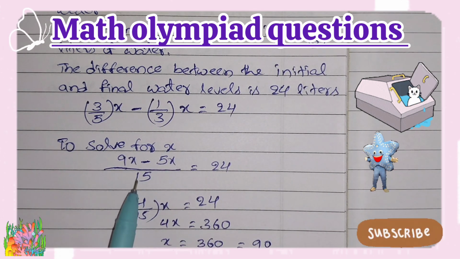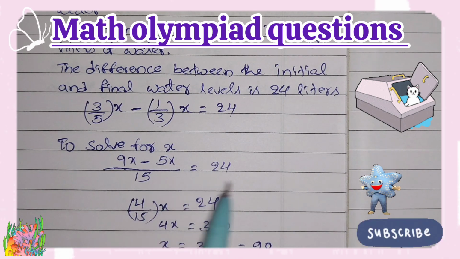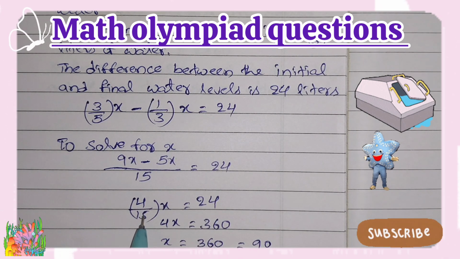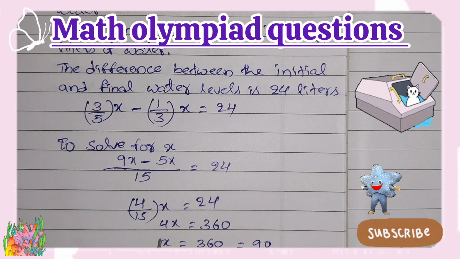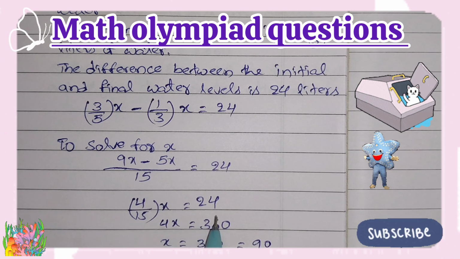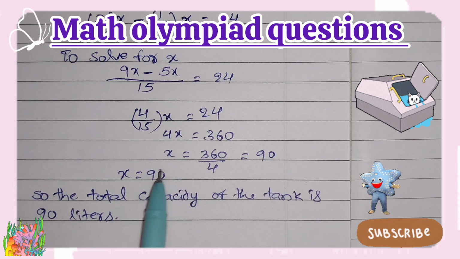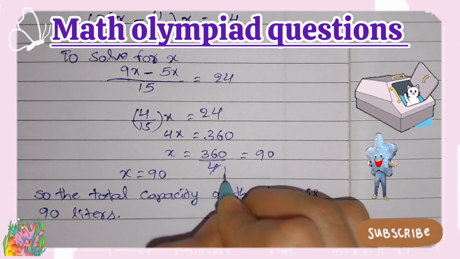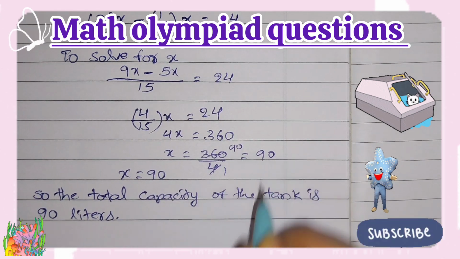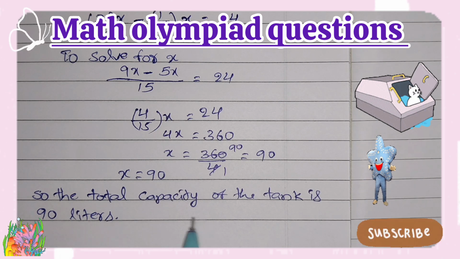To solve for x, the LCM of 5 and 3 is 15. So (9x minus 5x) divided by 15 equals 24. 9x minus 5x equals 4x. 4 by 15 of x equals 24. 4x equals 24 multiplied by 15 equals 360. x equals 360 divided by 4. 4 times 90 is 360. x equals 90. So the total capacity of the tank is 90 liters.